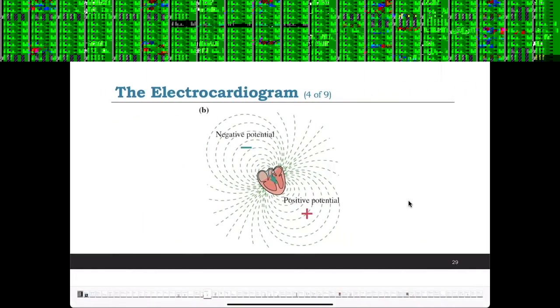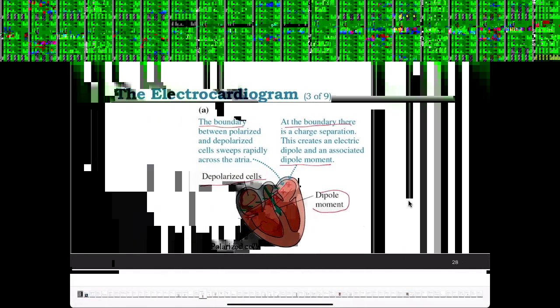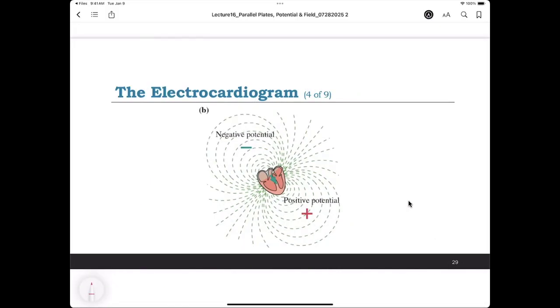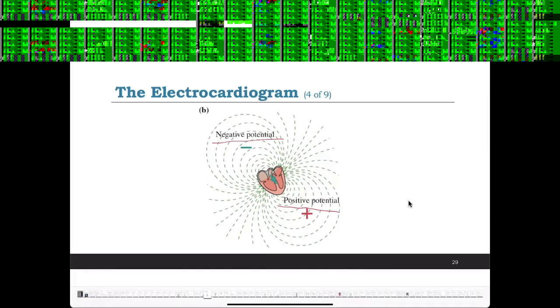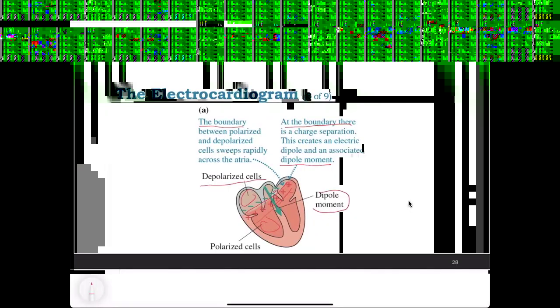Okay. And then you can see, because there is an electric dipole, this electric dipole forms an electrical potential and electric field. Here is a positive potential, here is a negative potential, because you can see this half is positive, this half is negative. And this forms the electric potential and electric field.